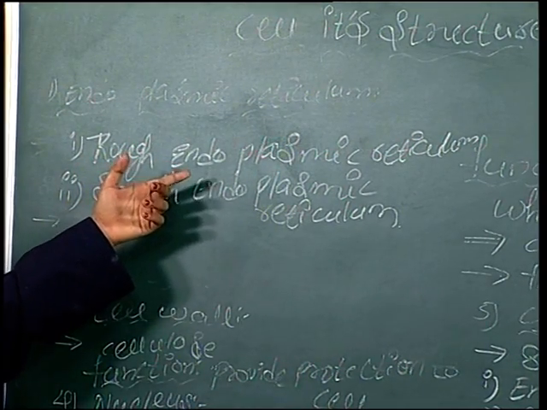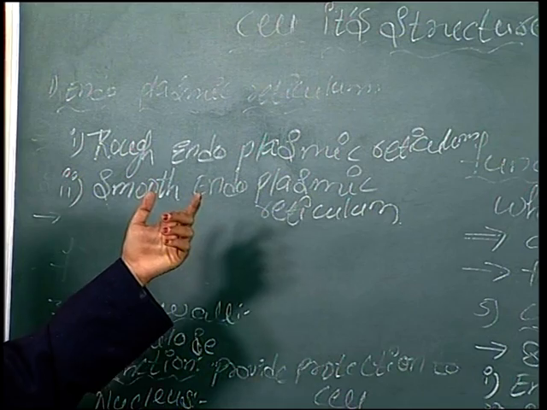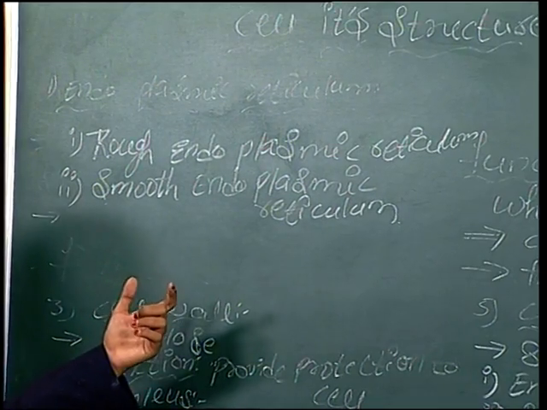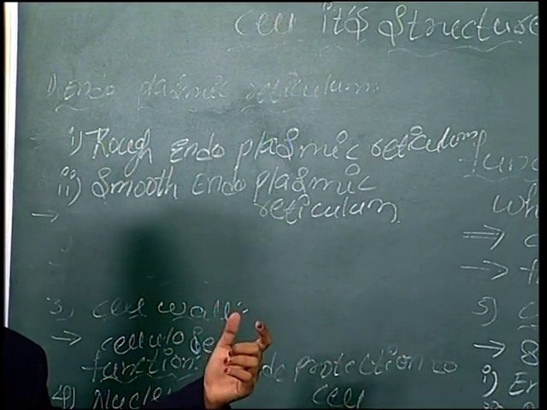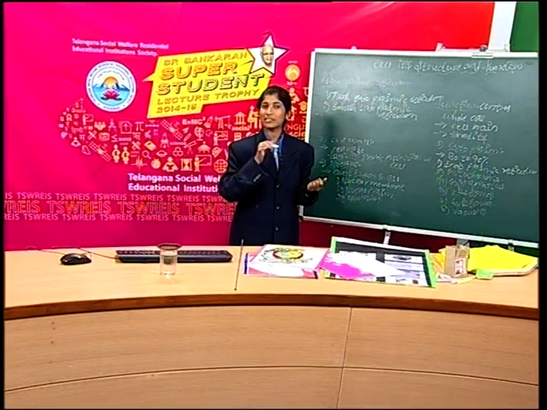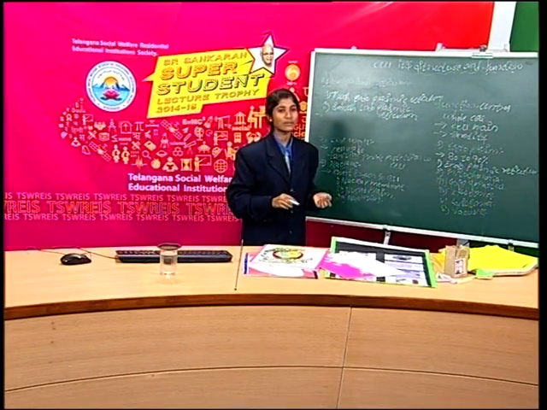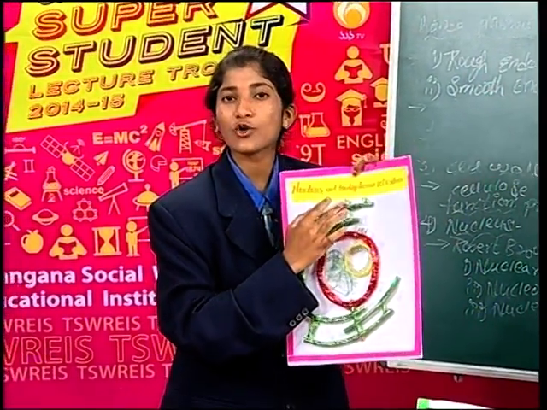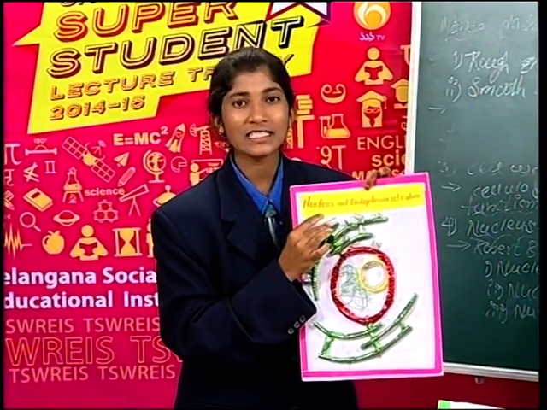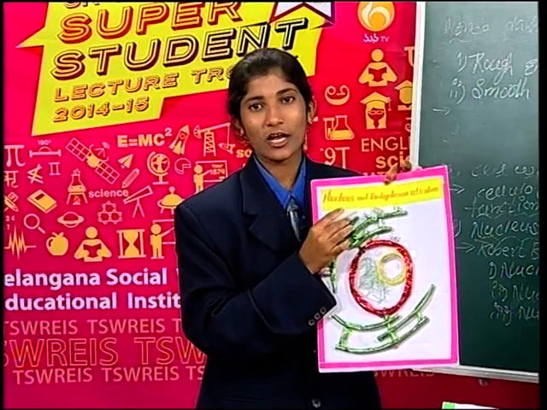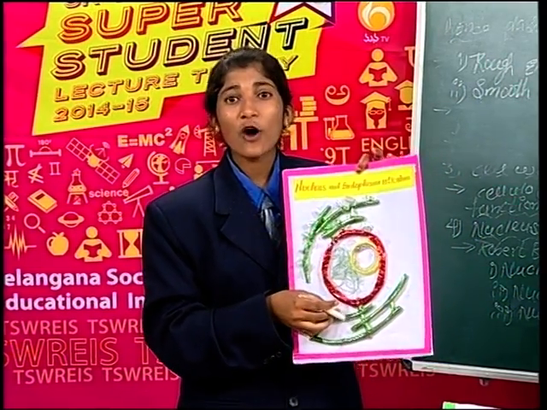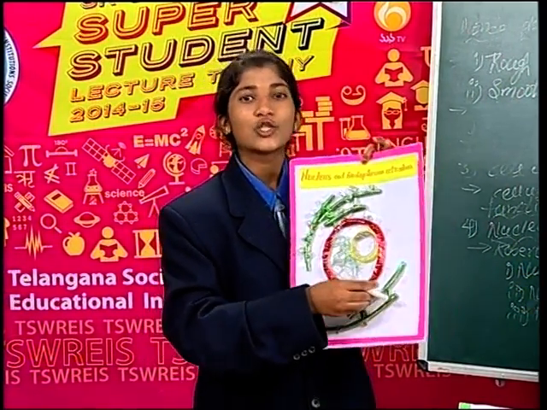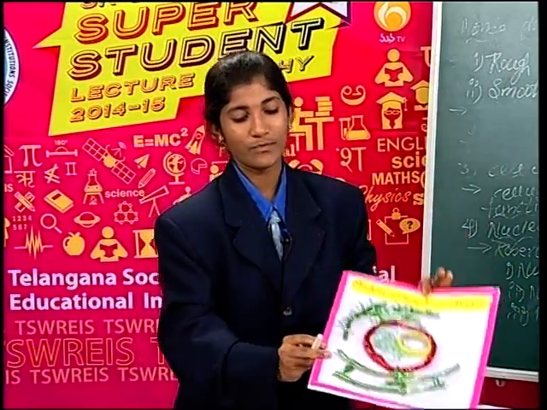Rough endoplasmic reticulum we also call RER. Smooth endoplasmic reticulum, SER. Do you understand the difference between rough and smooth endoplasmic reticulum? Attachment of ribosomes on the surface of endoplasmic reticulum we call rough endoplasmic reticulum. Without attachment of ribosomes on the surface it is called smooth endoplasmic reticulum.